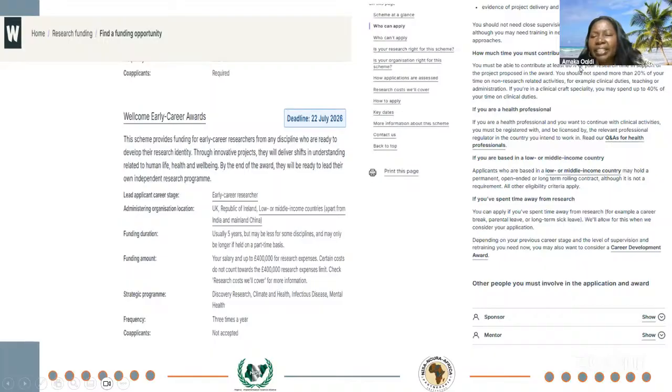And then you can see the efforts. The PI must contribute no less than 80% effort. I hope we're following. And then look at here, I say, other people you must involve is a must. Other people you must involve in this application: a sponsor, a mentor. These are some of them. Then we can still make out so many research costs we will cover.